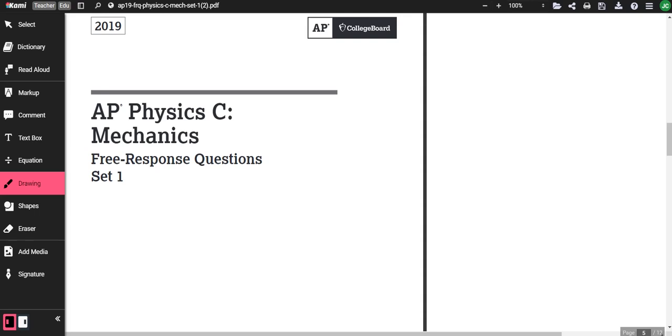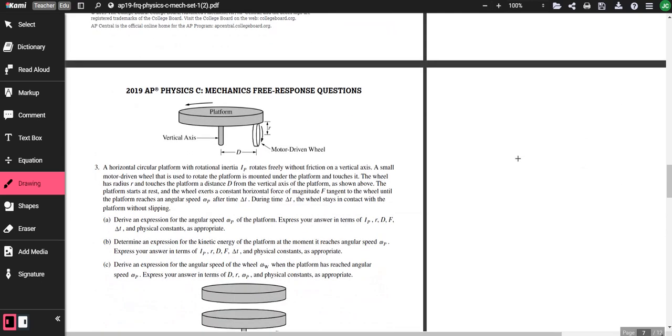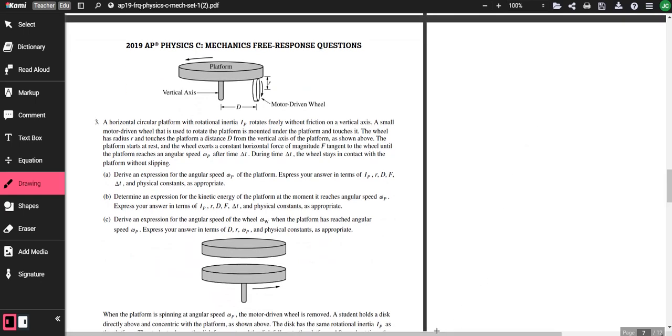Everyone. So this is the last question in the 2019 Set 1 free response questions. As always, make sure that you work on the questions yourself. The link to the question set will be in the description below. All right. So this third question is the rotation question. So let's just jump right into it.